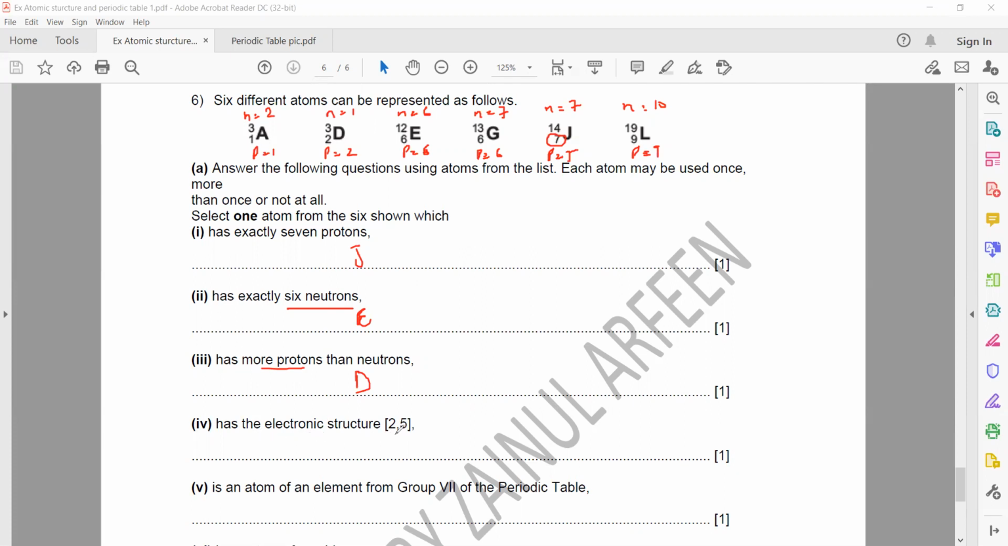Then, has an electronic structure of 2 5. Basically there are 7 electrons. If all of them are atoms, it means they will have the same number of protons and electrons. So which atom has 7 electrons? Again, that will be J.